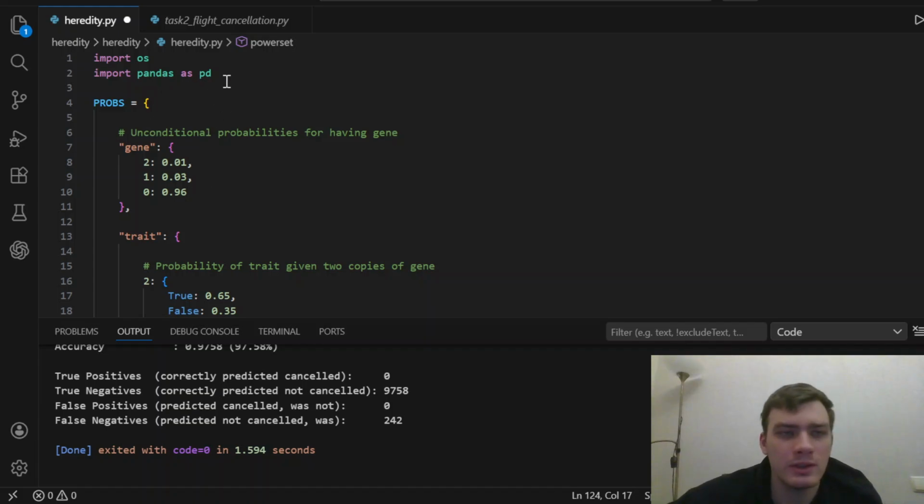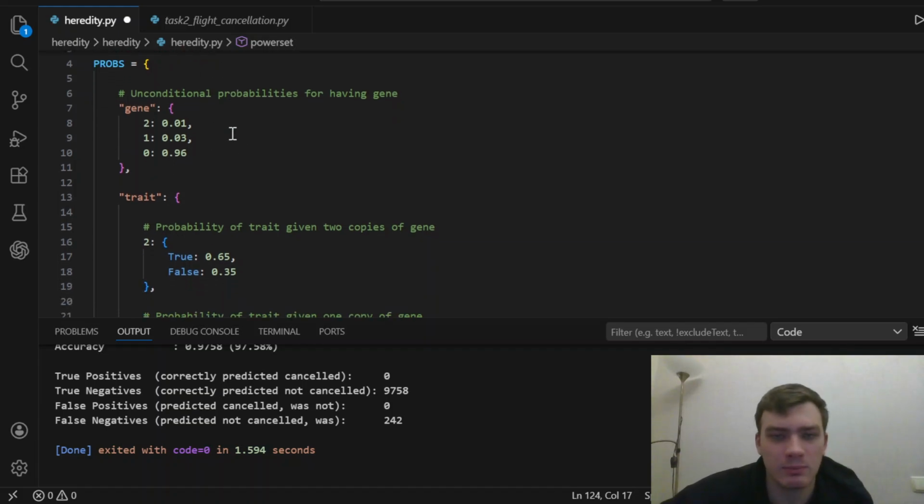I import os, I import pandas as pd. So this is a Bayesian network implementation for predicting gene inheritance. The idea is we have a family: mother, father, child, and each person can have 0, 1 or 2 copies of a specific gene. For example, the gene that causes hearing problems.